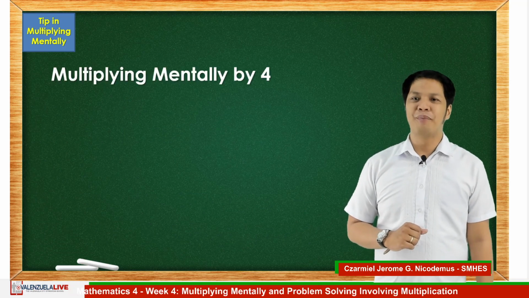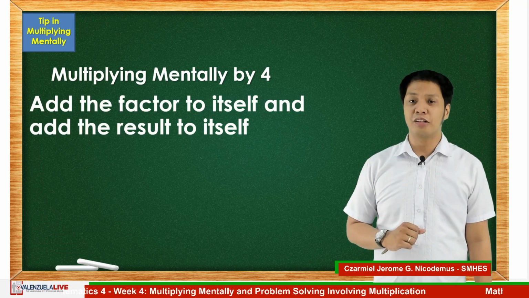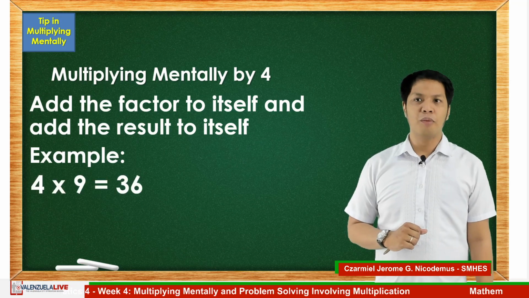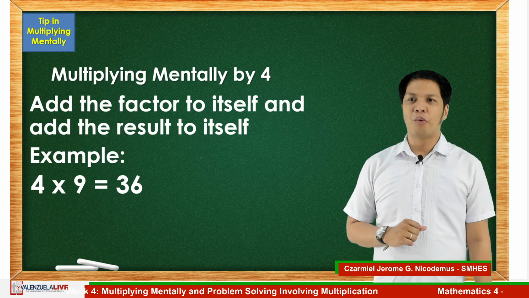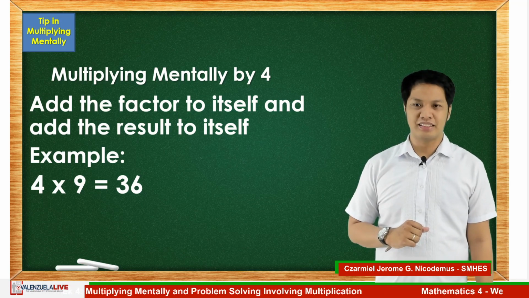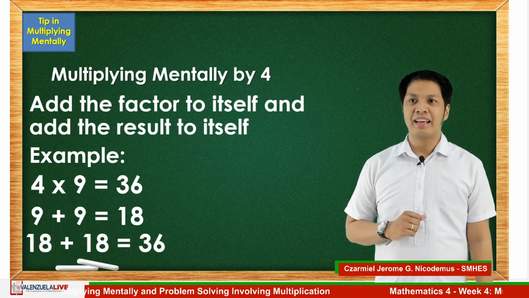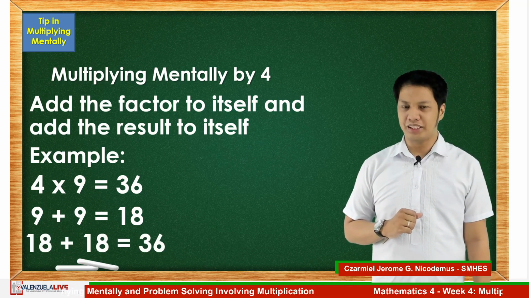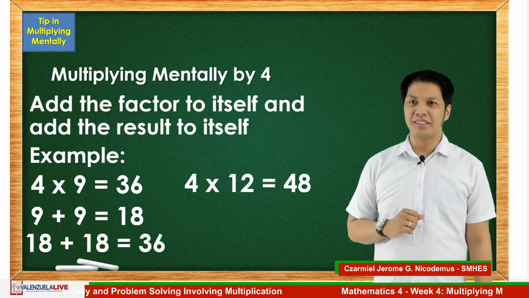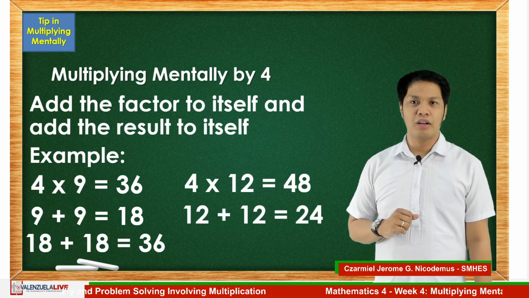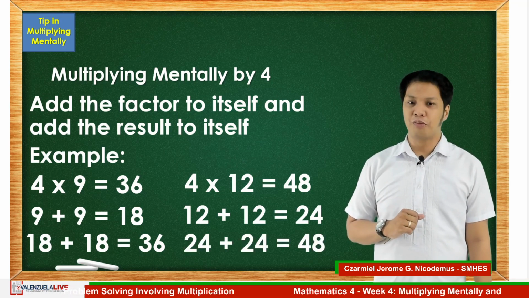Multiplying mentally by 4. Add the factor to itself and add the result to itself. Double it, then double it. For example, 4 times 9 is equal to 36. 9 plus 9 is equal to 18. Double it. 18 plus 18 is equal to 36. Another example. 4 times 12 is equal to 48. 12 plus 12 is equal to 24. Double it. 24 plus 24 is equal to 48.